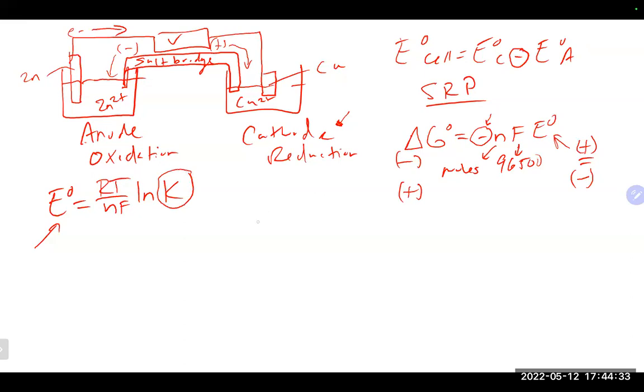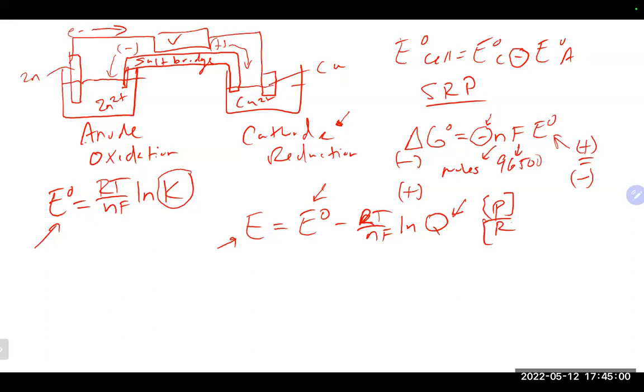And if we were under non-standard conditions, we could have the Nernst equation here, which has the natural log of Q in this case. And once again, this would be our E under non-standard conditions, our E, which would be our cathode minus anode, Q being our reaction quotient of products divided by reactants, using obviously the coefficients like normal when we do that.